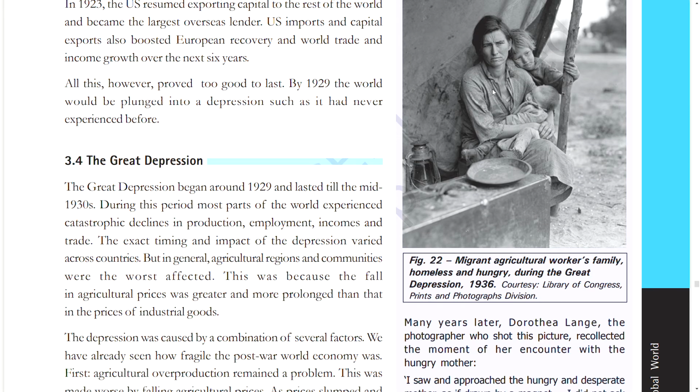Figure: Migrant agricultural workers' family, homeless and hungry during the Great Depression, 1936. Courtesy Library of Congress, Prints and Photographs Division.